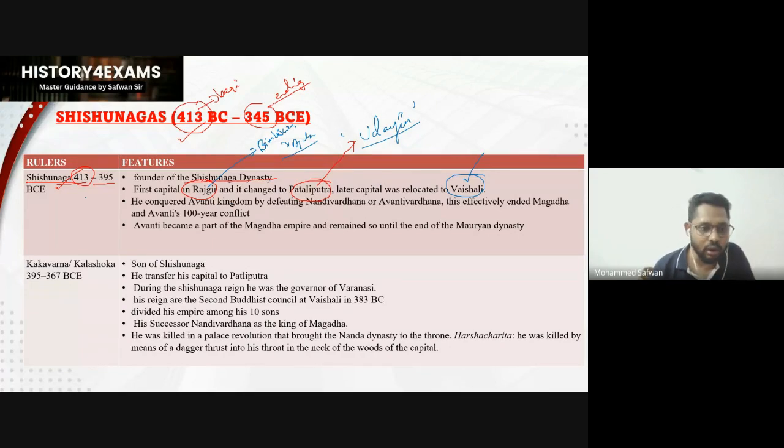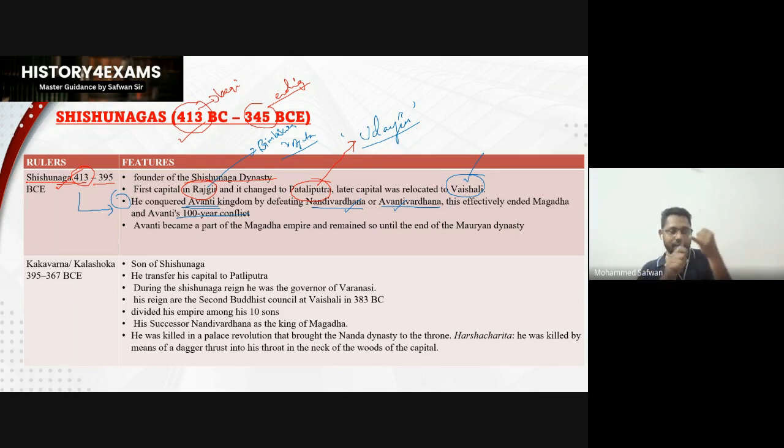The most important political contribution of King Shishunaga is that he conquered the region called Avanti in the Madhya Pradesh region. The king of the Avanti kingdom was Nandivardhana, otherwise called Avantivardhana. By defeating that king, Shishunaga finally ended the conflict with the Avanti kingdom of Madhya Pradesh that started during the Haryanka dynasty itself. He ended that 100 years conflict by conquering this region from Avantivardhana. This is the most important point.